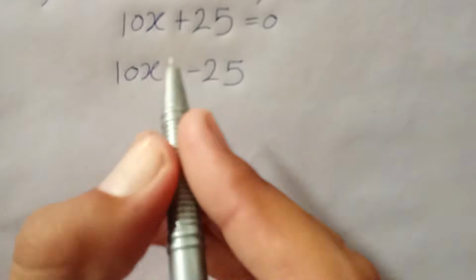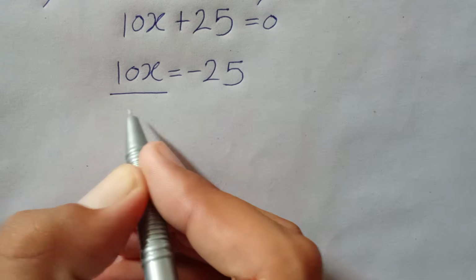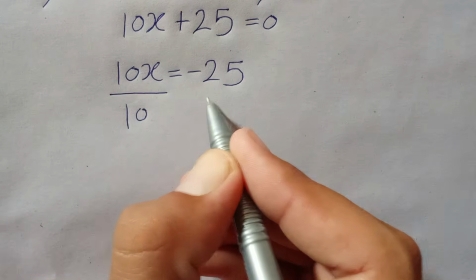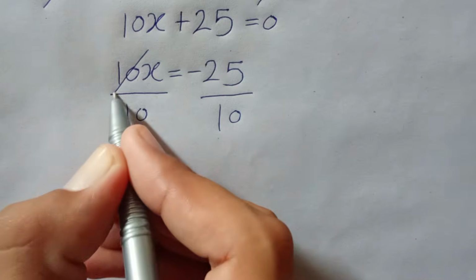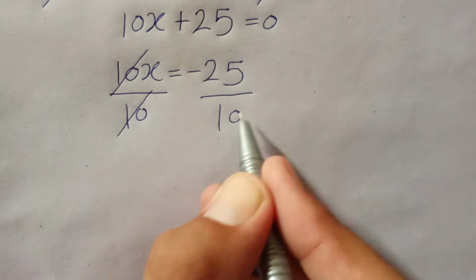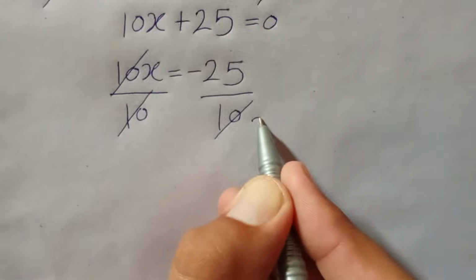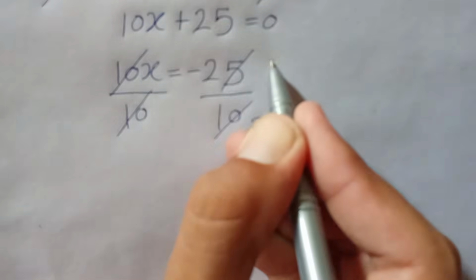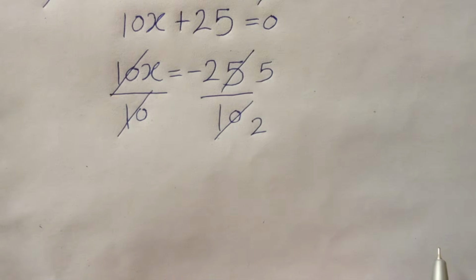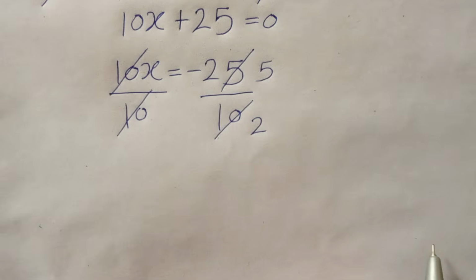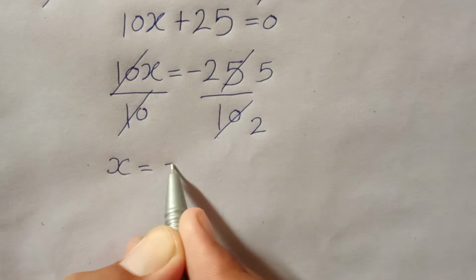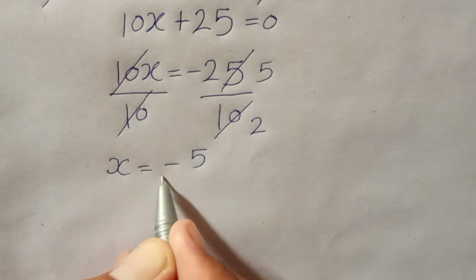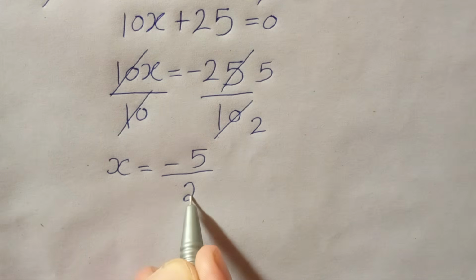To find the value of x, I divide both sides by 10. So here 10 cancels with 10, and 5 2s are 10 and 5 5s are 25. So here the value of x is equal to negative 5 divided by 2.